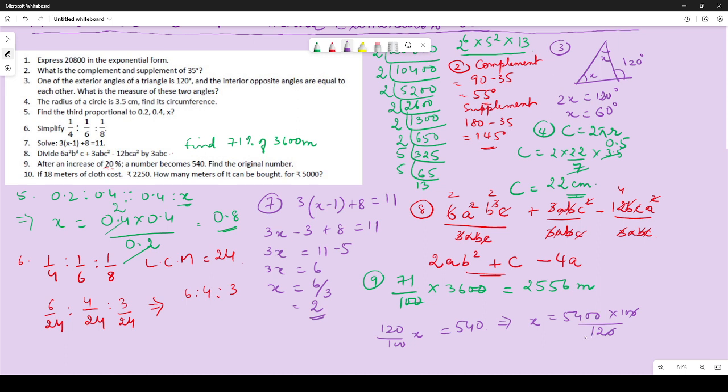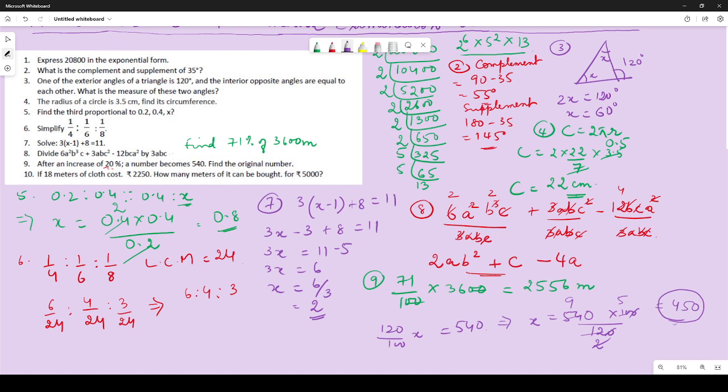So you get that, and what you get over here is, sorry, 540, not 5400. It's 540 over here. So 6 2's are 12 and 6 9's are 54. Now 2 5. So what you get is, the original number was 450. That would have been your answer for the 9th question.